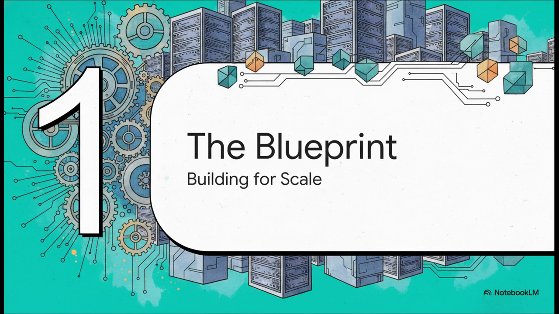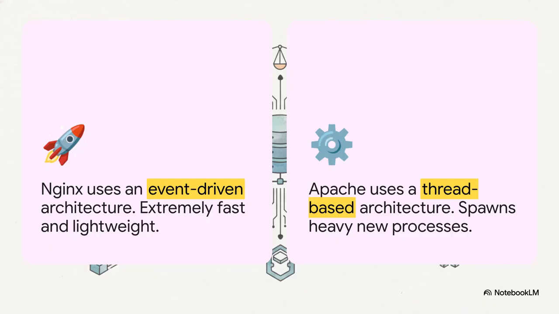Starting off with number 1, the blueprint, or building for scale. So, before Nginx came along, the standard was software like Apache, which relies on a thread-based architecture. Imagine having to hire a brand new, dedicated employee every single time a customer walks into your store. Sounds exhausting, right? It gets heavy, incredibly fast.